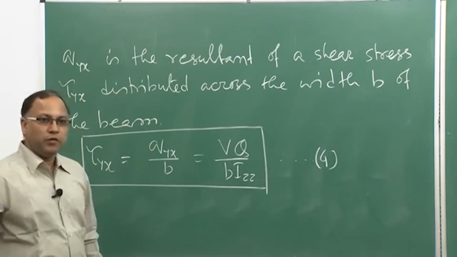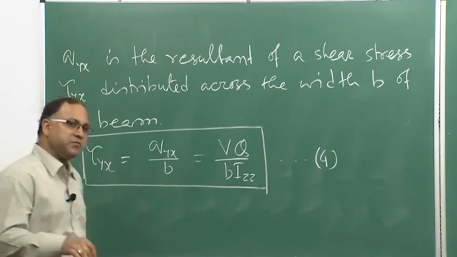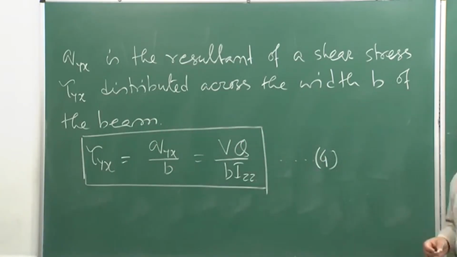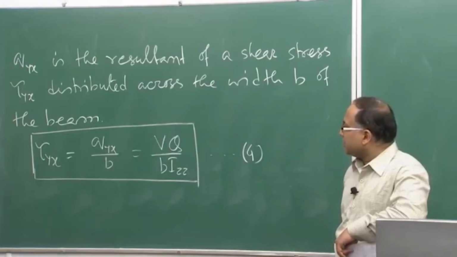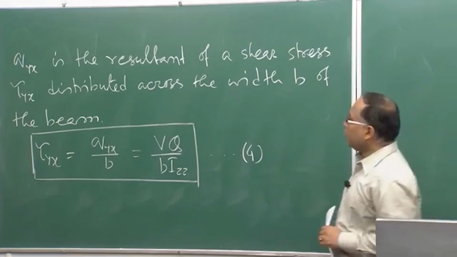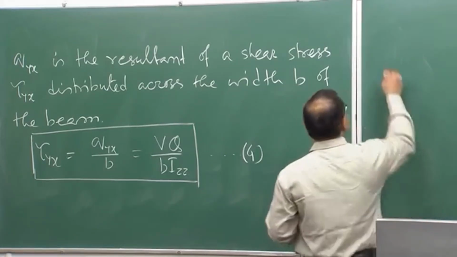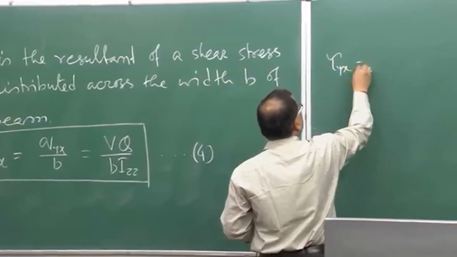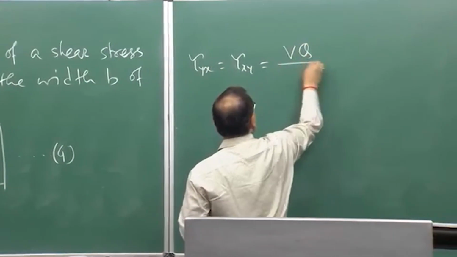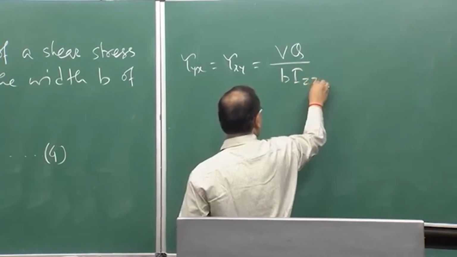So, if you are having the varying bending moment across the beam, that means if shear force is present, then basically your shear stress will also be getting developed, and that tau yx, that is the shear stress, is nothing but equal to Vq by Bizz. And we know from our earlier discussion that tau yx is nothing but tau xy, which is again Vq by Bizz.